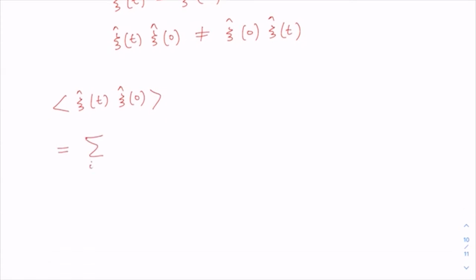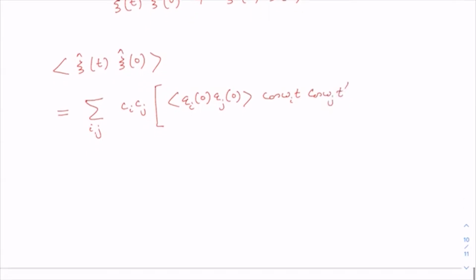Let me first write the whole term ij. I have here ci, cj, and we'll have the expectation value of the product qi(0), qj(0), then cos(omega_i t), cos(omega_j t'). I will have 4 terms, so let me write all of them, and I will have the expectation value of all these operators. I'm not writing the operator signs, but please understand that these are all operators.